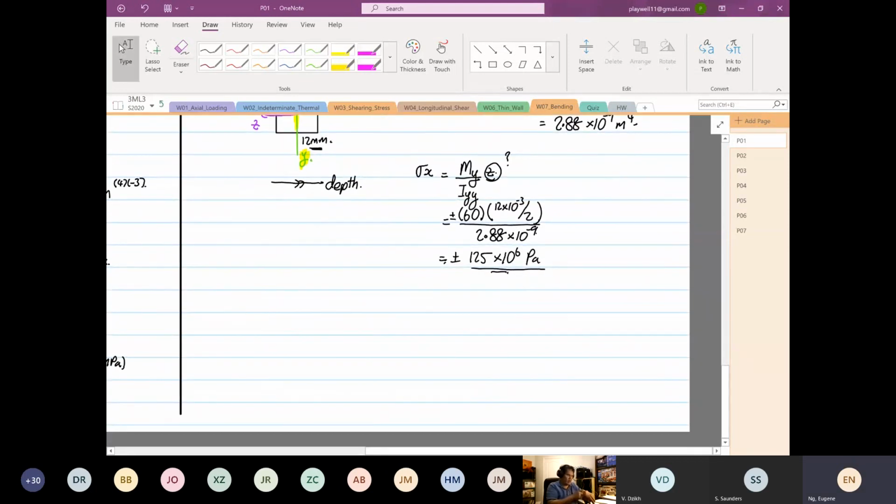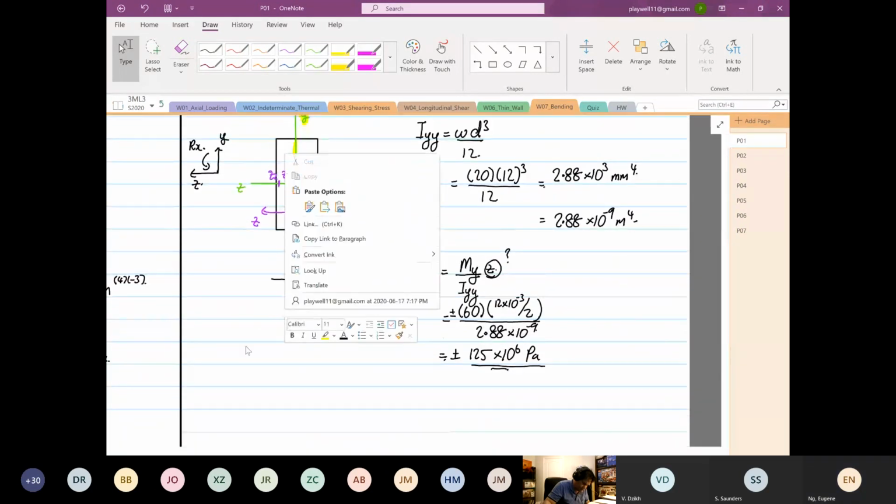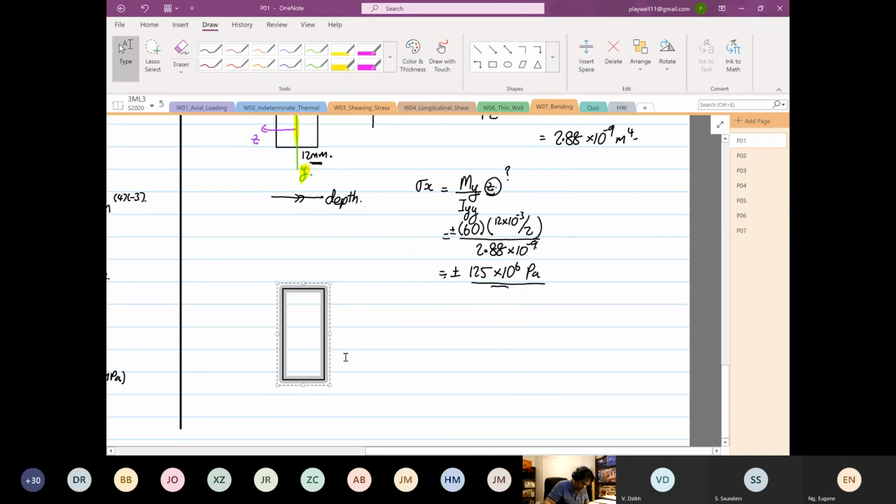So what does this mean? Okay, so if I still leave the orientation of the structure the same, yeah, I'm not going to rotate it. Okay, so what does this actually mean? So based on our transformation, I'm going to draw it. So we know that this is our z, right? This is our z, then we have a normal stress, right? So this is our z.